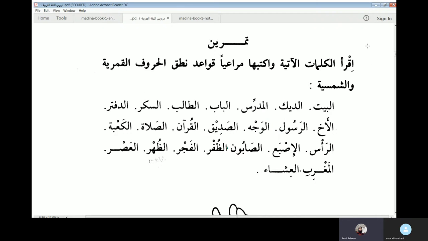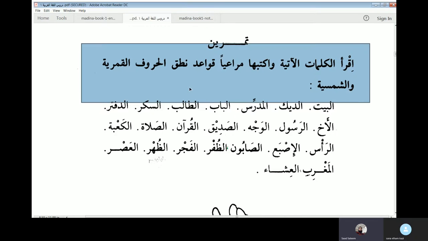Tamarin, exercise. Ikra al-kalimat al-atiya waktubha mura'iyan qawa'id nutq al-huruf al-qamariya wa shamsiya. Ikra, read al-kalimat al-atiya, the following words, and write them. Mura'iyan, keeping in mind. Qawa'id, rules. Nutq, pronunciation. Read and write the following words, keeping in mind the rules of the pronunciation of Huruf al-Qamriya and Huruf al-Shamsiya.